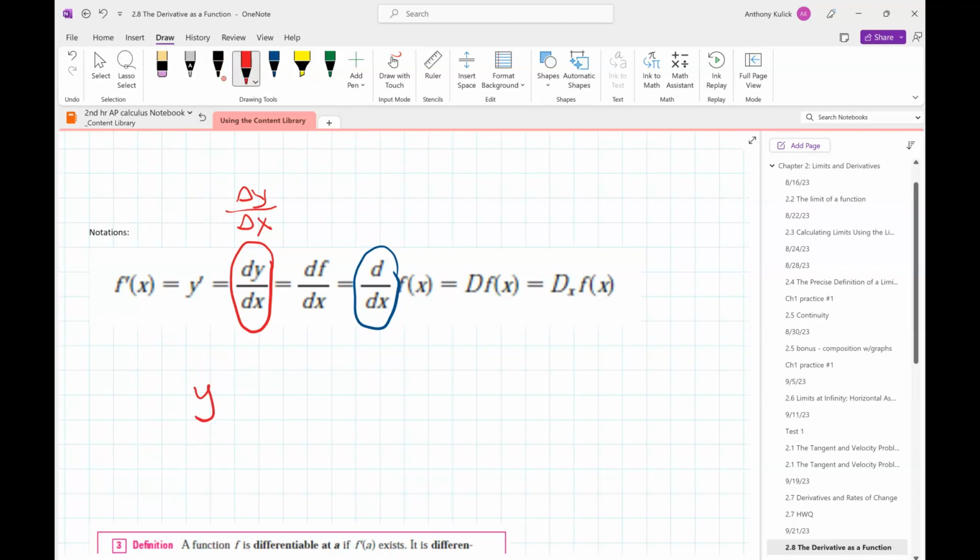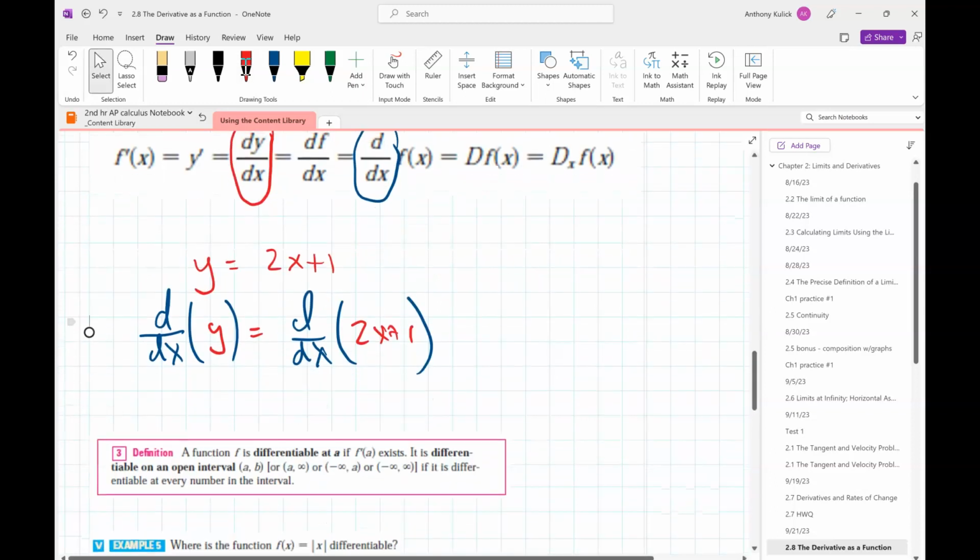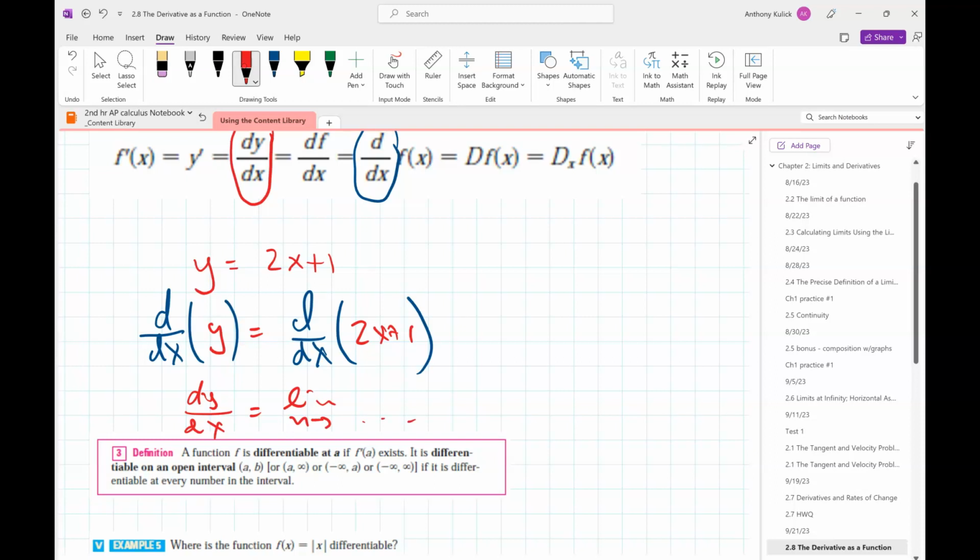So if I have y equals 2x plus 1, I could take the derivative of both sides. If I'm showing work, that symbol d dx is my symbol saying I'm doing the derivative of both sides. The derivative of y is just dy dx. The derivative of 2x plus 1, we do the limit stuff, yada, yada, yada. Everybody's okay with just the notation there?